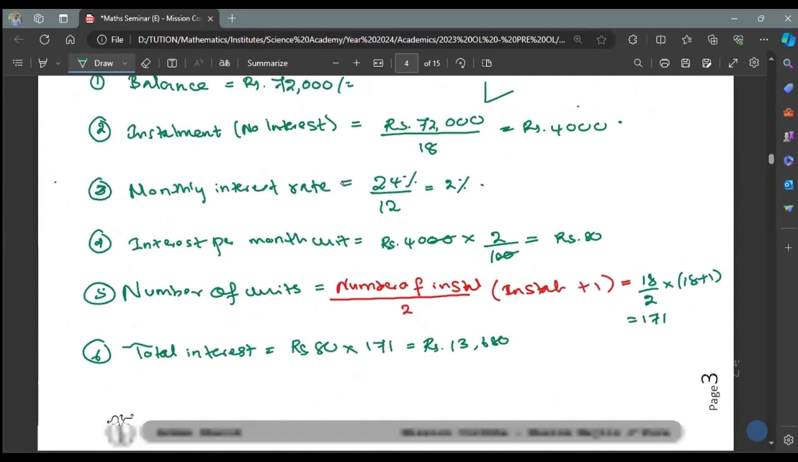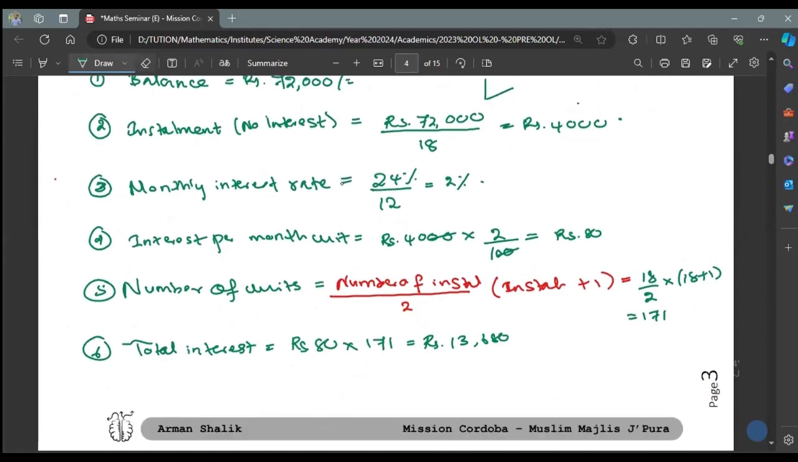Monthly installment amount. Wait. Puta, monthly installment amount is this one plus the interest that you should pay for a month. This is the amount that you should pay for sure, 4,000 rupees. But if you are paying an interest, it should be something greater than 4,000 rupees, right? So totally for 18 months, you're going to pay 13,680 rupees as the interest.